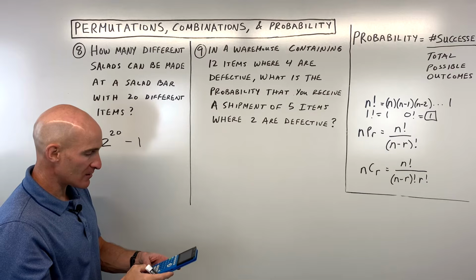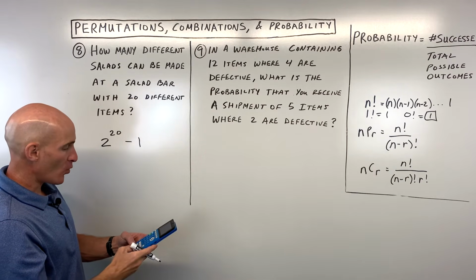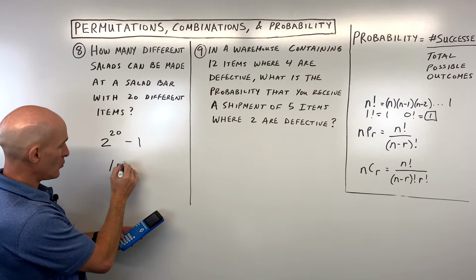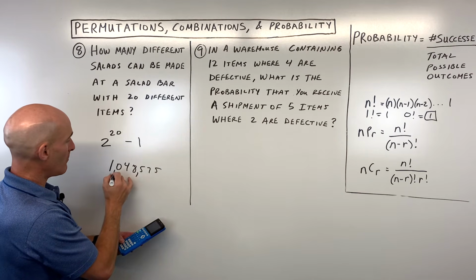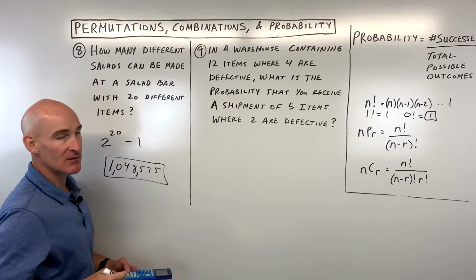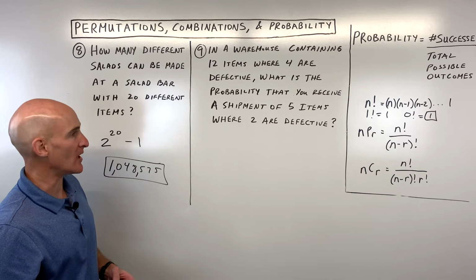So 2 to the 20th, okay, minus 1. So this is 1,048,575. So about 1 million different salads that you could create.